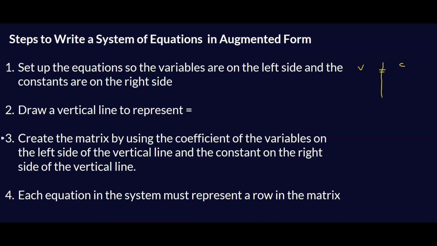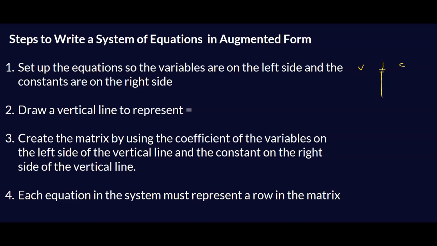And then you're going to draw a vertical line to represent your equal sign, and you will see why that's important. Now we'll create a matrix by using the coefficients of the variables on the left side of the vertical line and the constants on the right side of the vertical line. Each equation in the system must represent a row in the matrix.